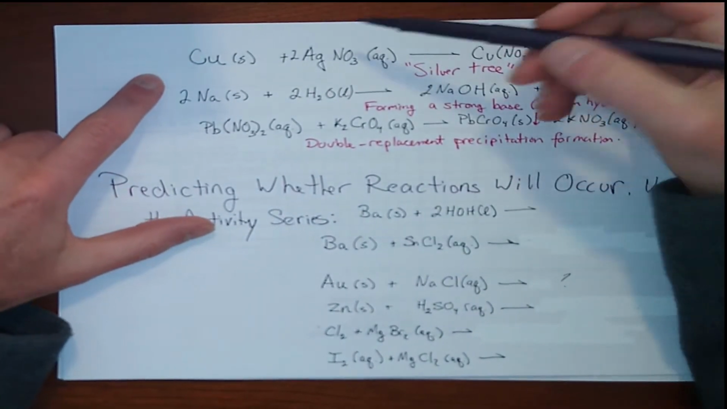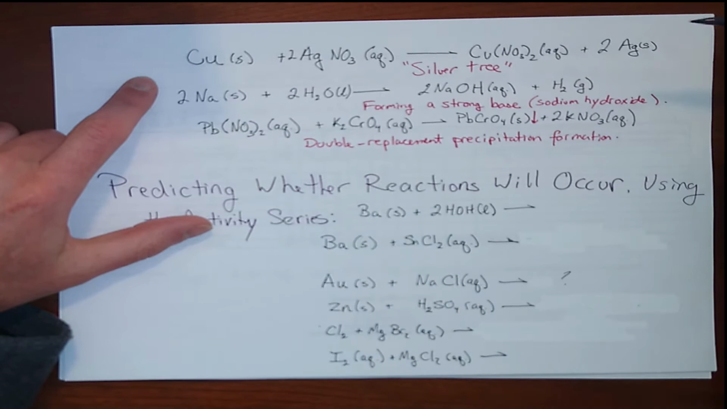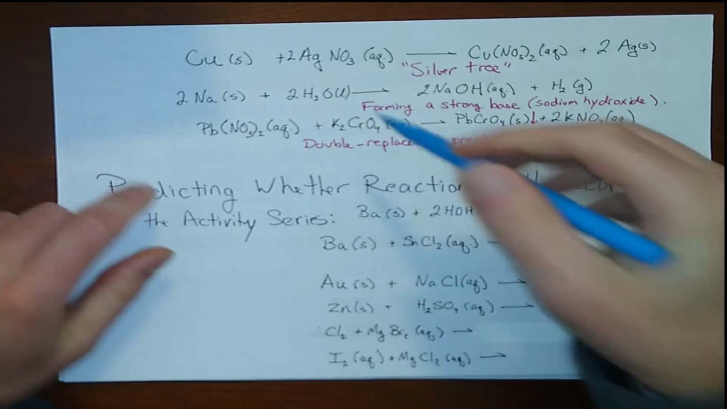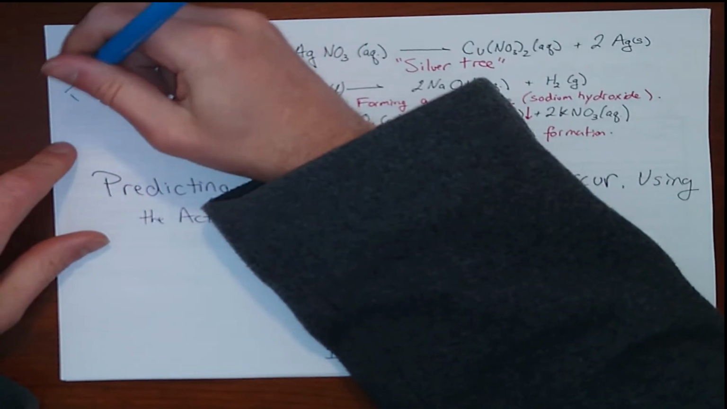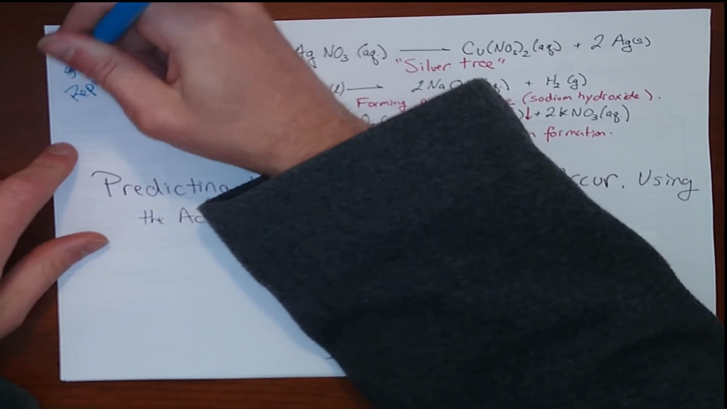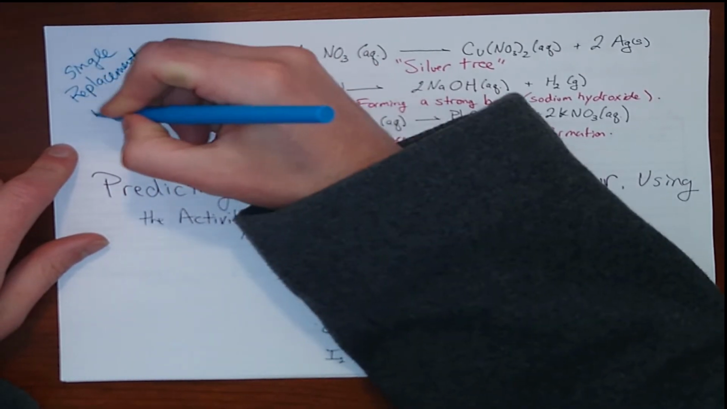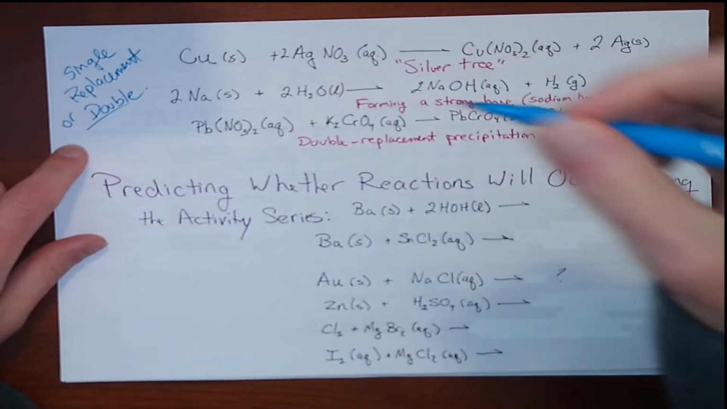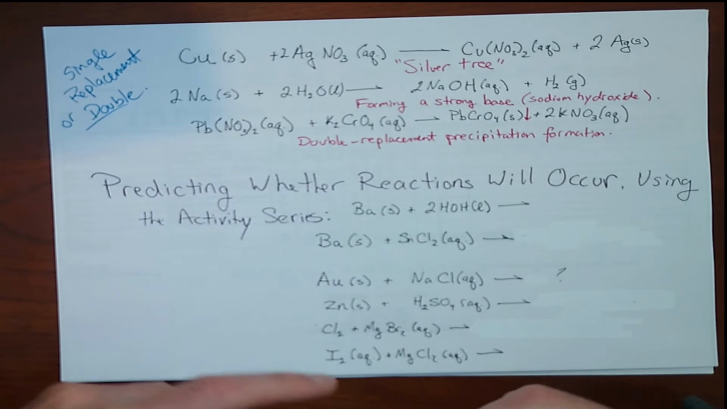Okay, here are some examples. First of all, these three equations are examples of situations where the activity series comes into play, and you will have a replacement reaction. So we are mainly looking at replacement reactions, either single replacement or double replacement reactions, when we're talking about the activity series, and we have some of those here.